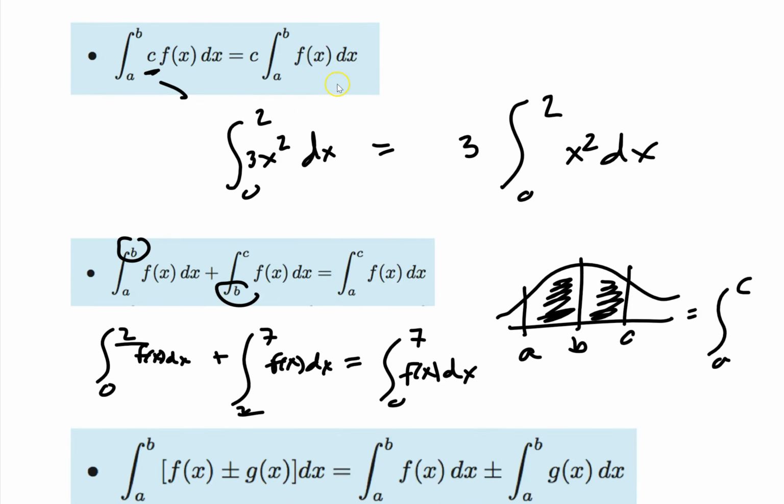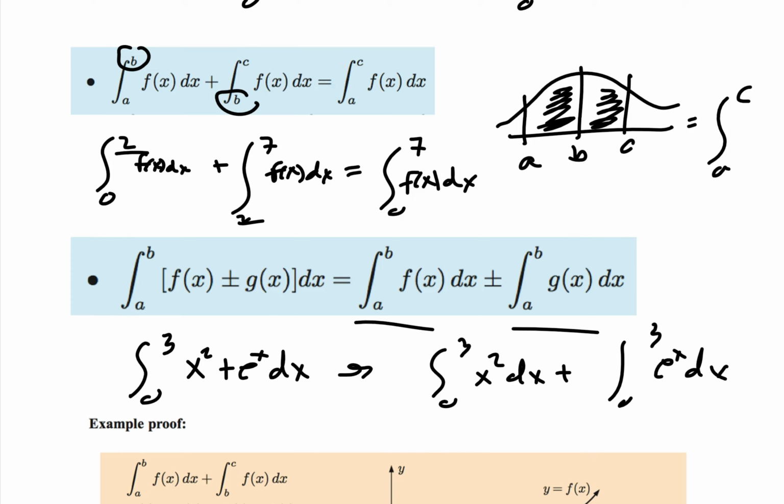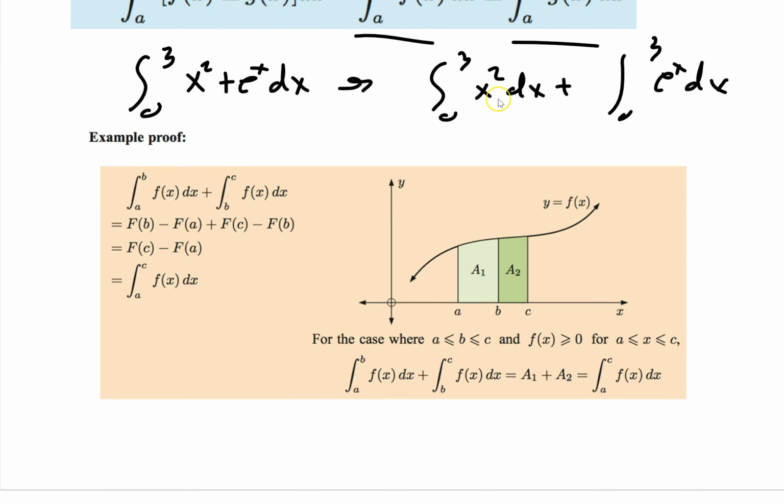You can pull out the constant. That's an oldie, but an old classic. Here's another new one. It's like the transitive property: they connect, you just add them both together. And then that's another old one.